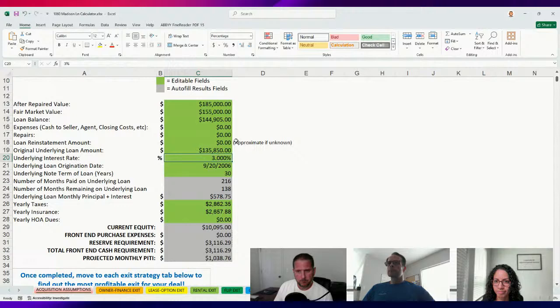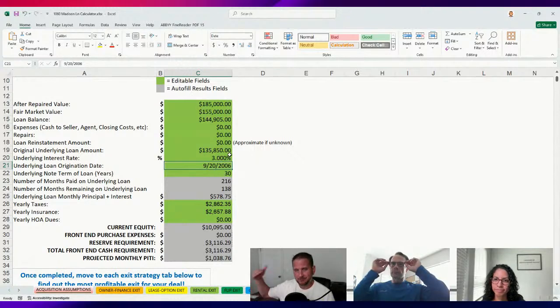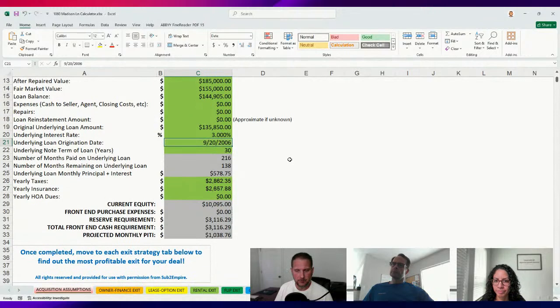So we're just plugging in numbers here. Our original underlying loan origination date: this loan was originated back in 2006. So you see they haven't paid this loan off at all. In fact, they've added on to it. Luckily for us, the appreciation in the area has gone up, so it's not really going to affect us all that much with this particular one.